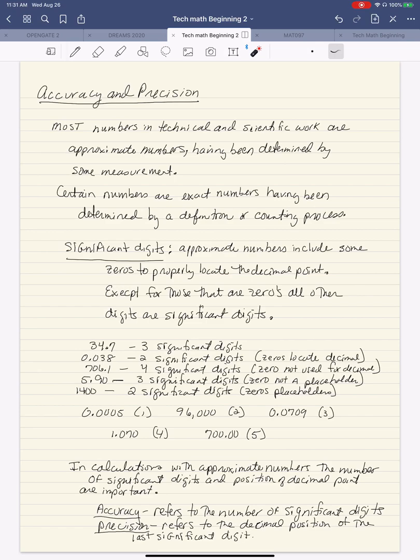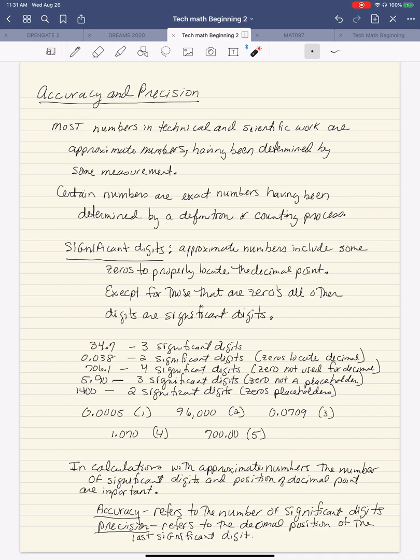Accuracy and precision. Most numbers in technical and scientific work are approximate numbers, having been determined by some measurement. Certain numbers are exact numbers, having been determined by a definition or accounting process. When you have a significant digit, approximate numbers include some zeros to properly locate the decimal point. Except for those that are zeros, all other digits are significant digits.